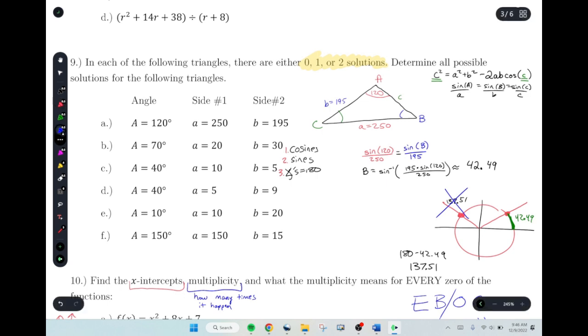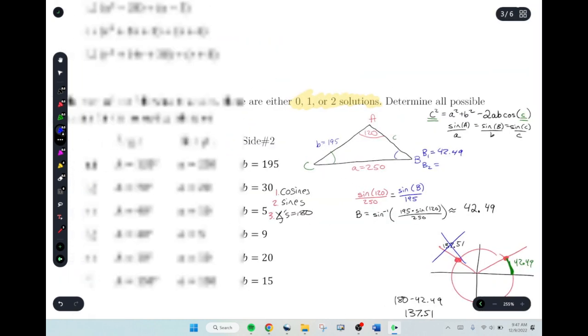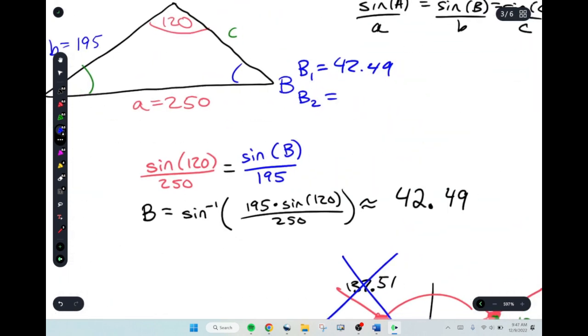Because now you've got two different... Oh, you're saying you could write B1 equals 42.49... Whoa. 42.49 and B2 equals 137.51. You're saying do something like that and just keep working it out, keeping them straight? I'd be okay with that, actually. Yeah, that's actually kind of clean.